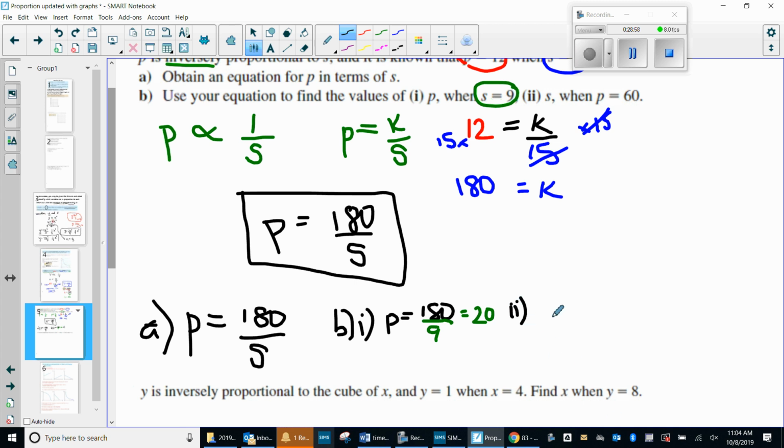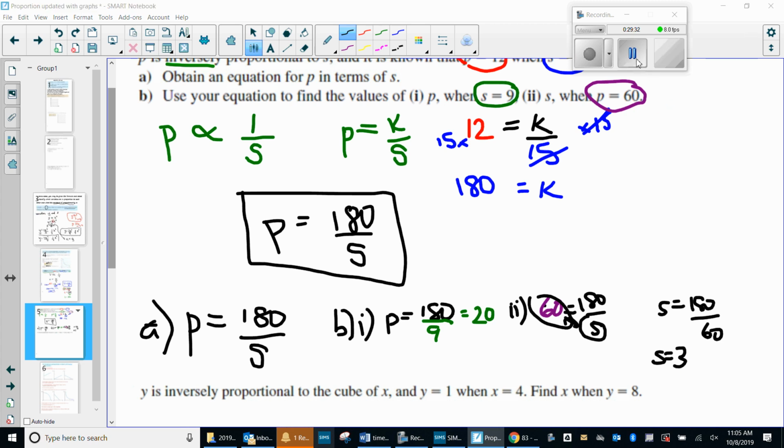Georgie, how do I do the next one? Okay, well, we got the 60 from the original question. 60 equals 180 over S. And now remember what happens, how do we find the S? Good, because the S and the 60 switch. And S is 3. Awesome work, people.